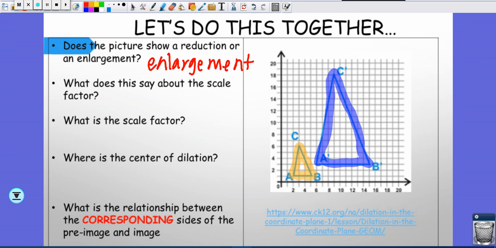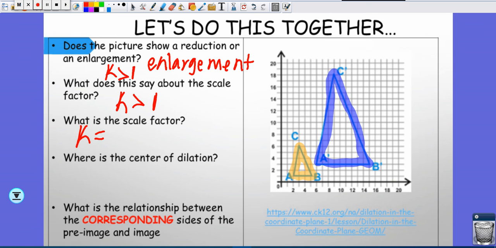And if I have an enlargement, we learned in class that our K is going to be greater than 1. And our K is our scale factor. So what does this say about our scale factor? It says that K is greater than 1. What is the scale factor? Since we're going from a small picture to a big picture, we expect our K to be greater than 1. So that means we need to create some kind of ratio where the bigger number is on top and the little number is on the bottom, so that when I do the math, the scale factor is greater than 1.